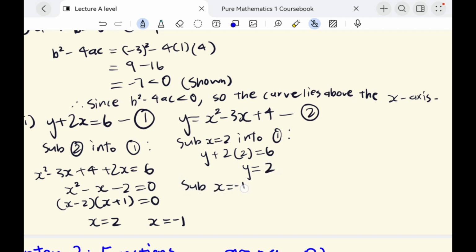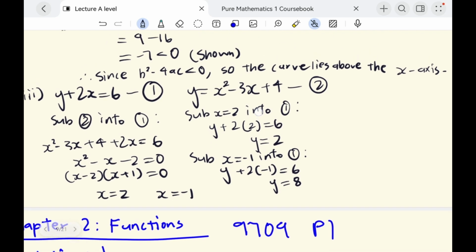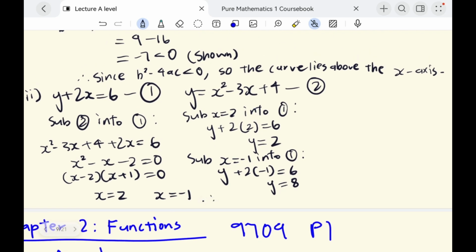Meanwhile, for x equals to -1, you will get your y is 8. But is it the end of this part? I would say no, you won't get the full mark. Why? Because the question wants you to find the coordinates, so in your final answer you need to rewrite it in coordinate form again: (2, 2) and (-1, 8).